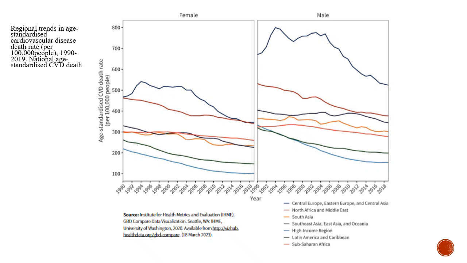This chart shows regional trends in cardiovascular disease death rates from 1990 to 2019. We can see that while high-income countries have managed to reduce death rates through prevention and advanced healthcare, low and middle income countries continue to carry the highest burden. This highlights the inequality in healthcare resources and why global action is needed to ensure that life-saving interventions reach everyone, regardless of where they are.